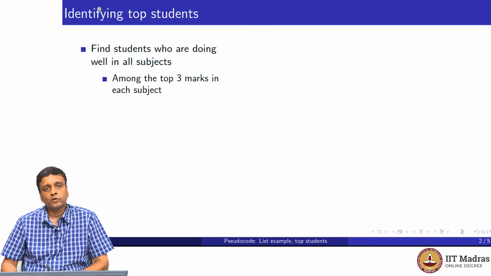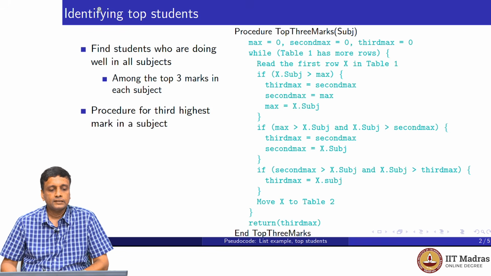The example that we're going to look at is the one where we are trying to identify the top students in all subjects. We would say that a student is a top student across all subjects if that student has within the top 3 marks in each of them. So in physics and in maths and in chemistry, the student has scored among the top 3 marks. We had already seen quite a while back, when we discussed procedures, how to write a procedure for the top 3 marks in a subject.